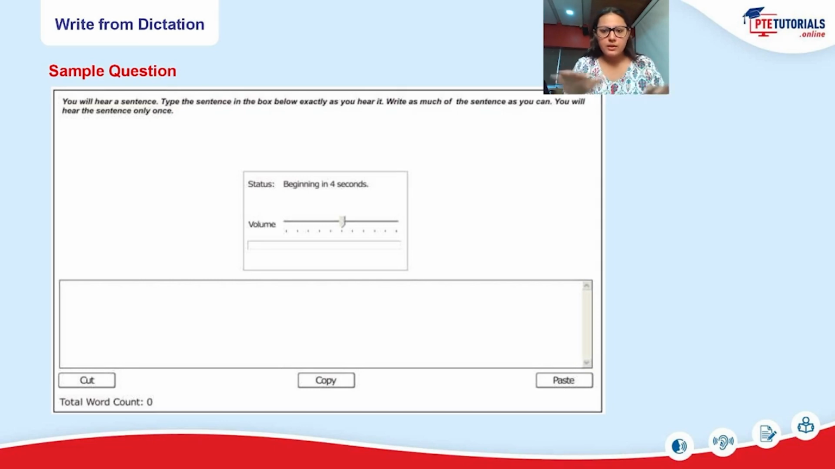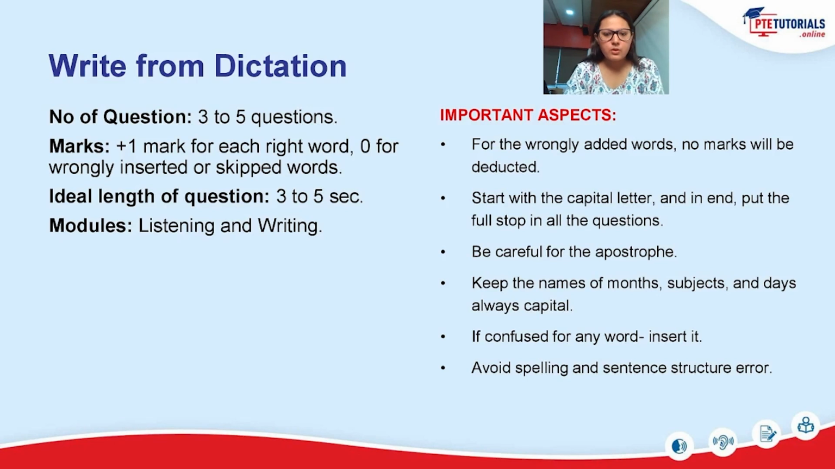Once you are done with the entire sentence, just proofread it: the first letter is capital, in the end there is a full stop, you are inserting proper words in proper sequence, and there are no spelling errors. This will help you grab good scores easily. Why so? Because the task gives you 1 word, 1 mark.